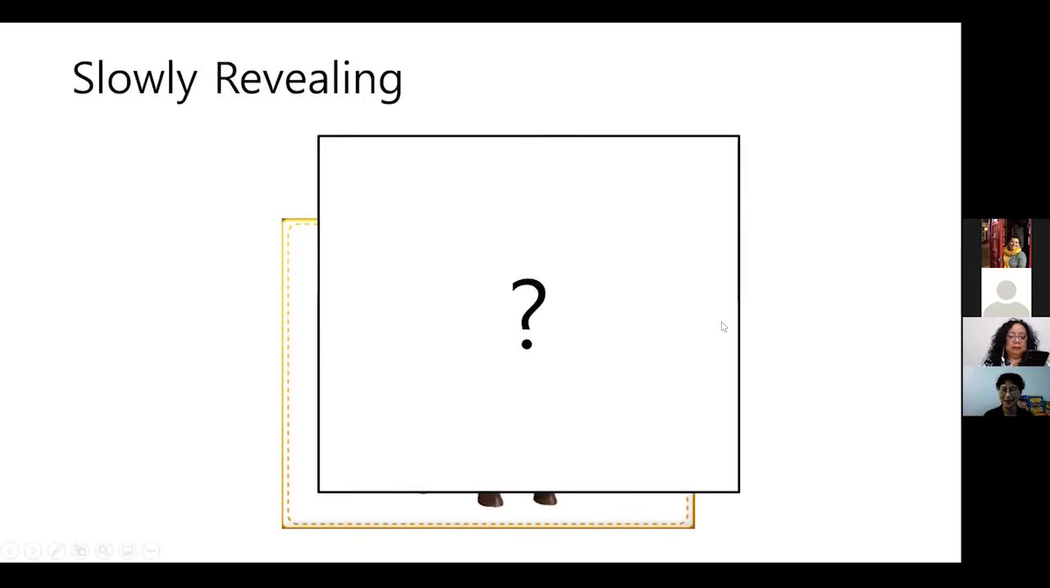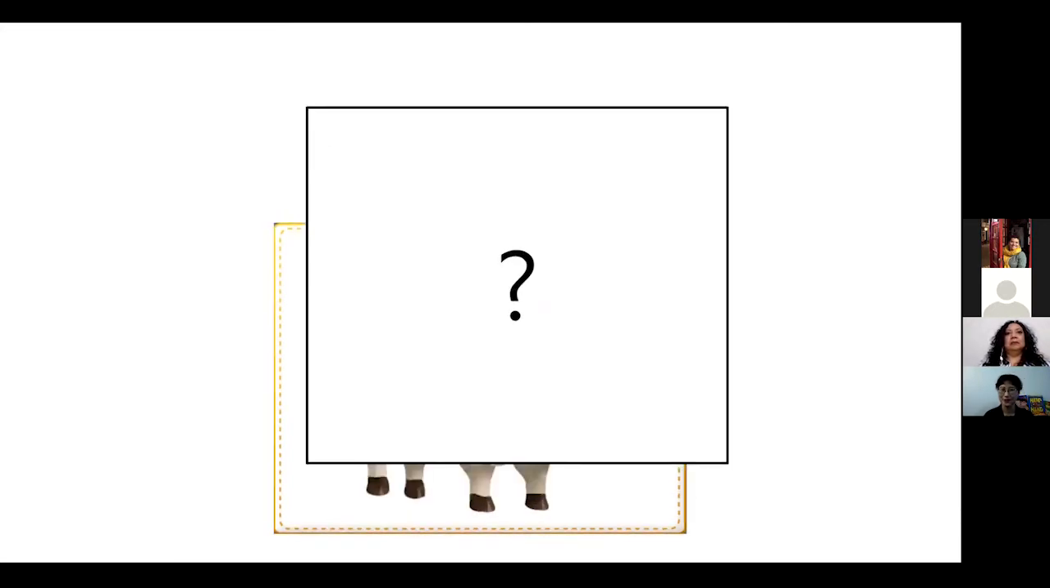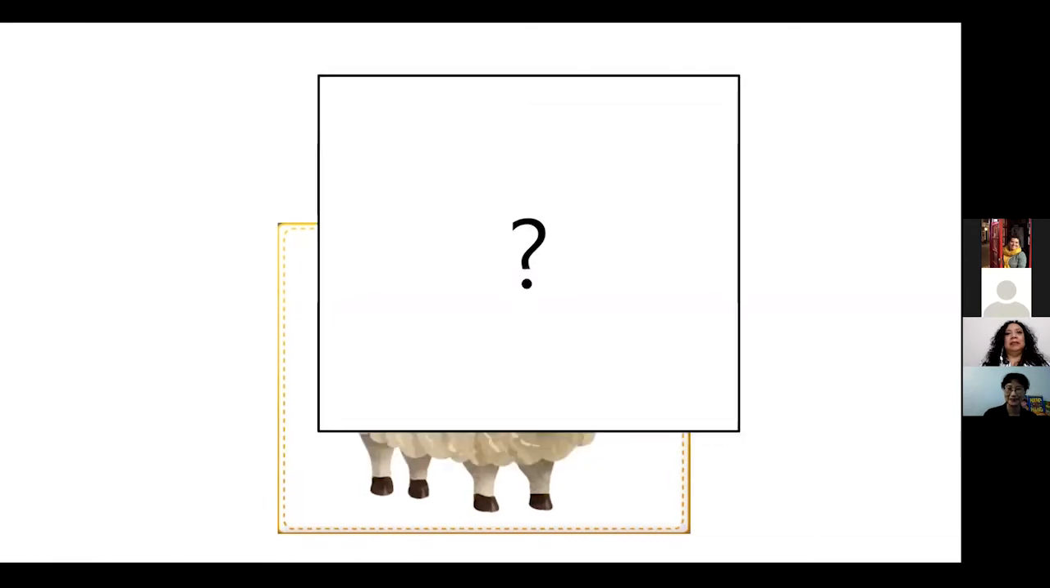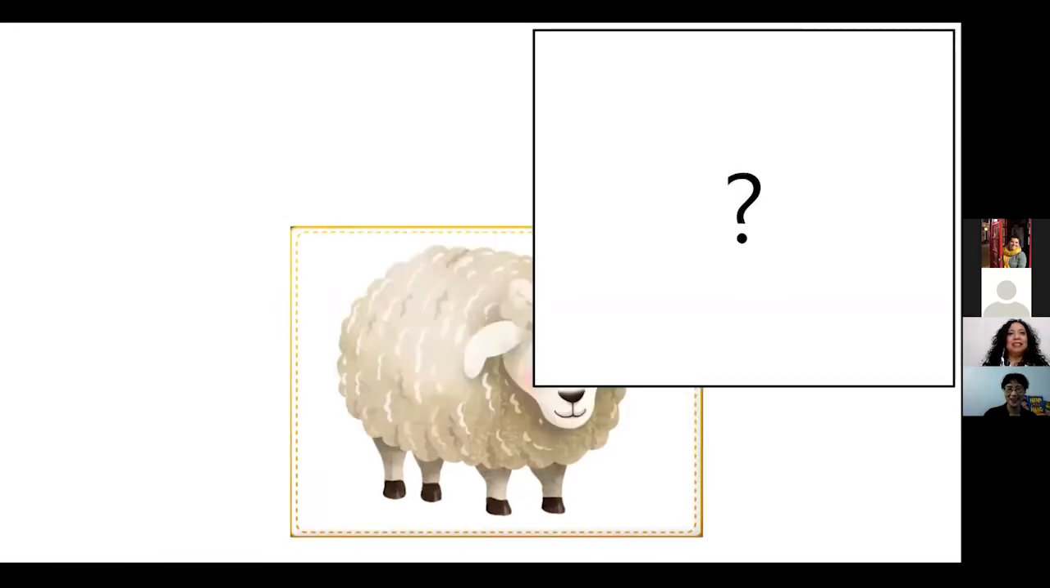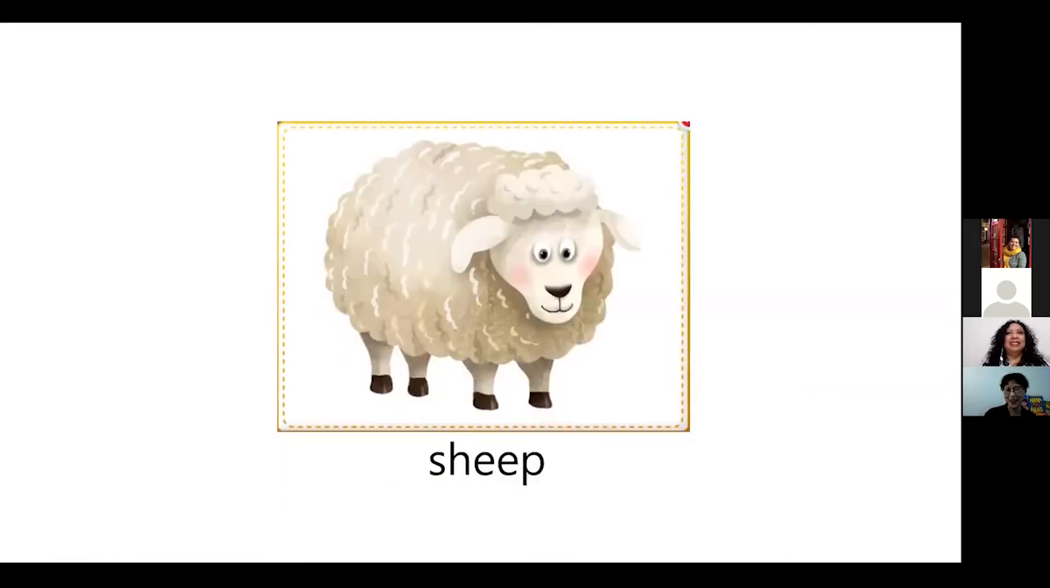You have no idea? Okay, you want to see more? If you want to see more, say more, please. More, please. Okay, now, what is it? More, please. I think they need some more. Now you can see, right? So what is it? A cow? Is it a cow? No, it's a sheep. Okay, very good.